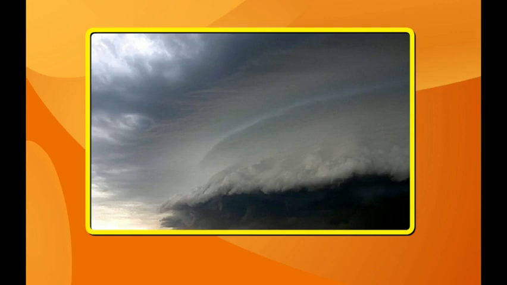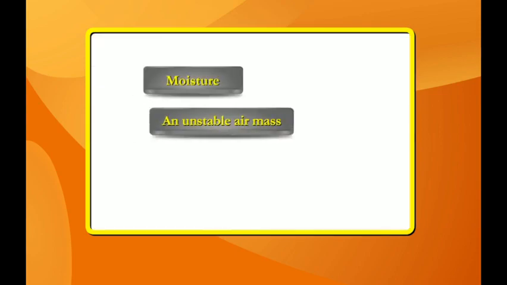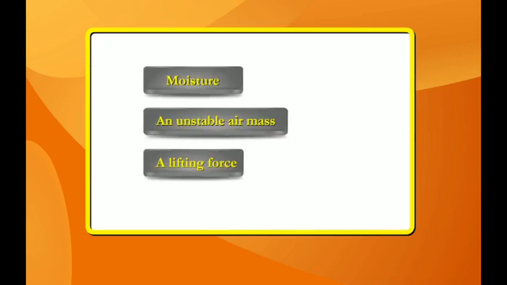A violent storm with thunder and lightning is called a thunderstorm. A thunderstorm is also known as an electrical storm. Generally, thunderstorms require 3 conditions to form: moisture, an unstable air mass and a lifting force.